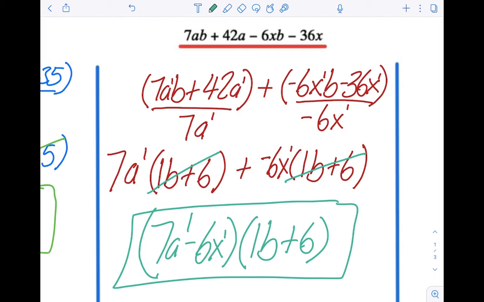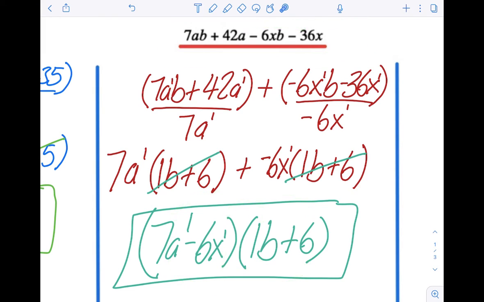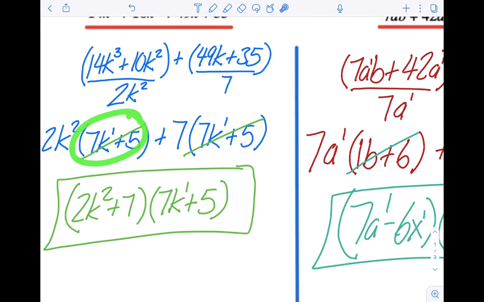Perfect. Again, if I do the monkey face with this one, I'm going to get this right here when I multiply. Perfect. The key was finding the same parentheses. Did you notice that? Same thing on the first one. See? Finding the same parentheses. Okay?